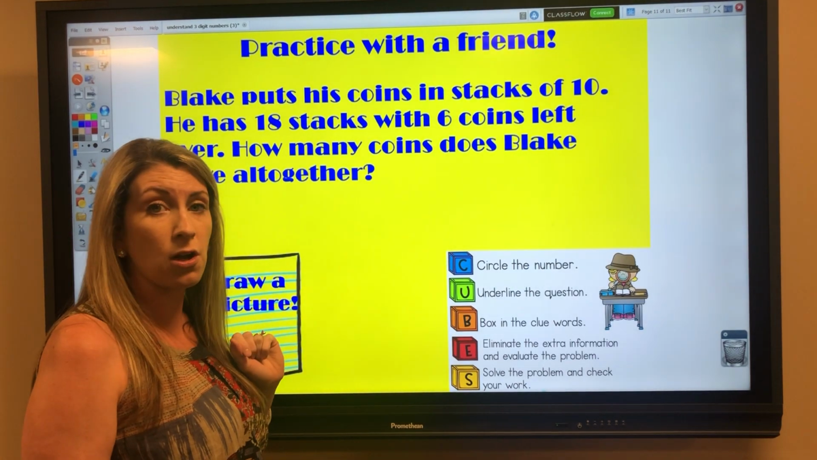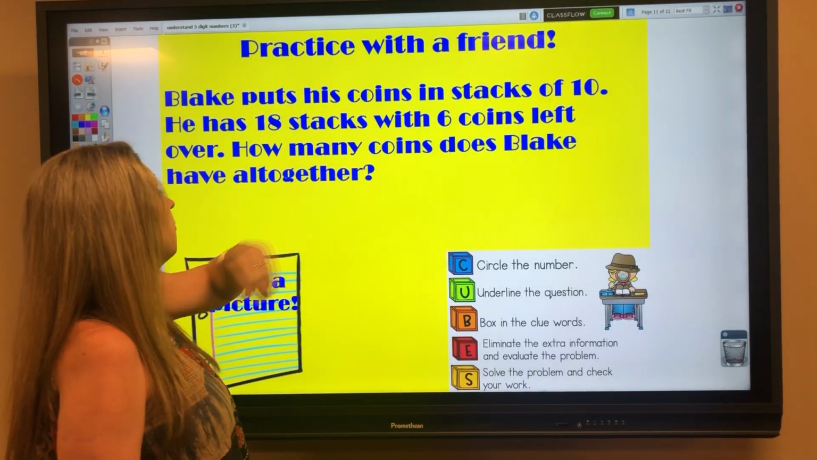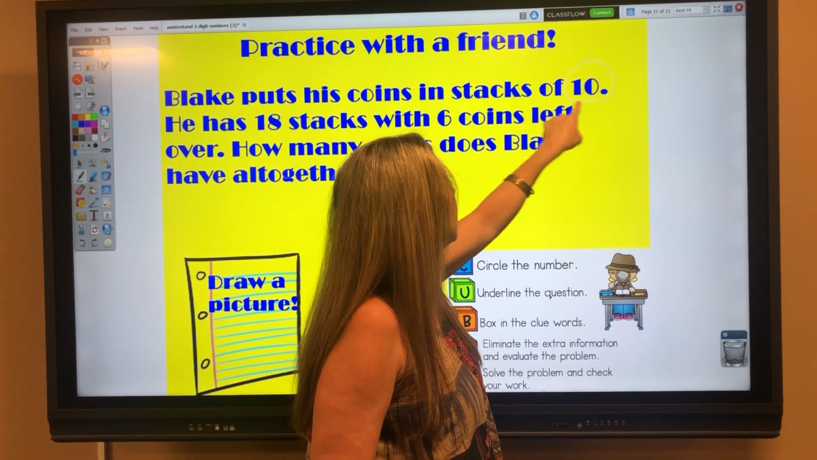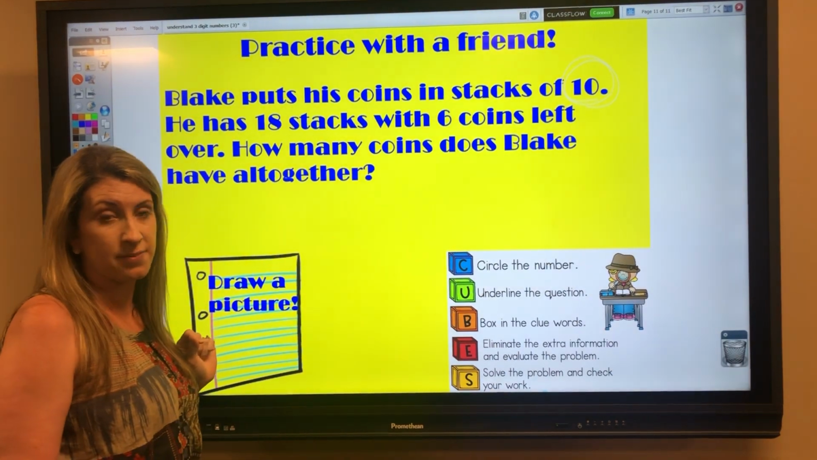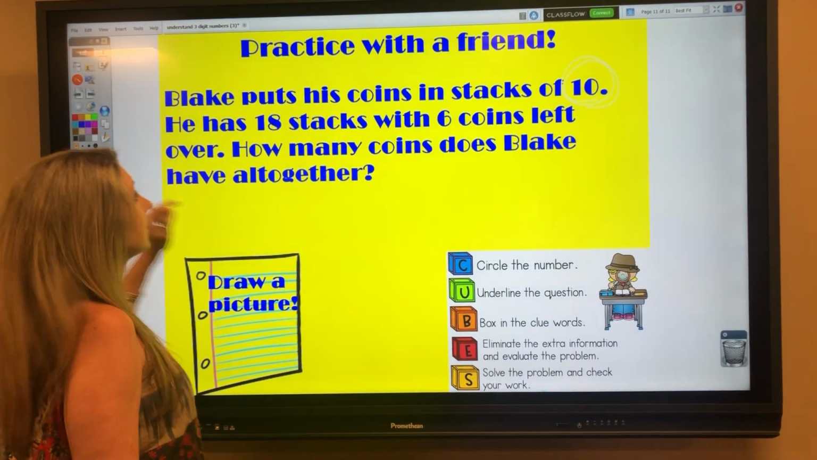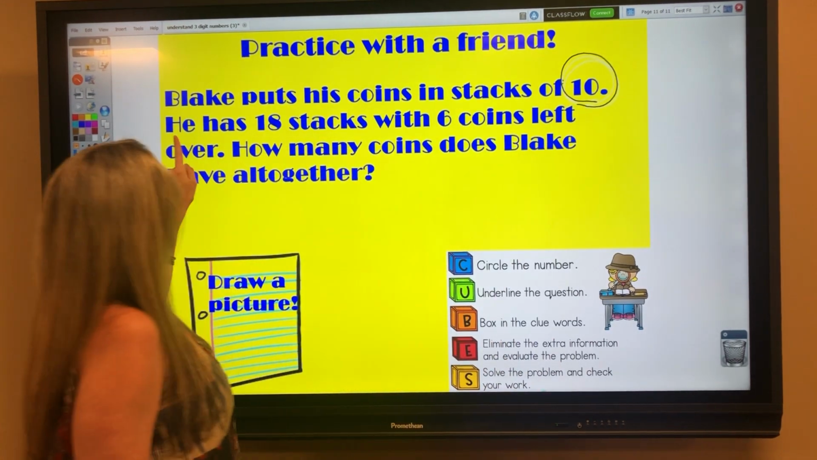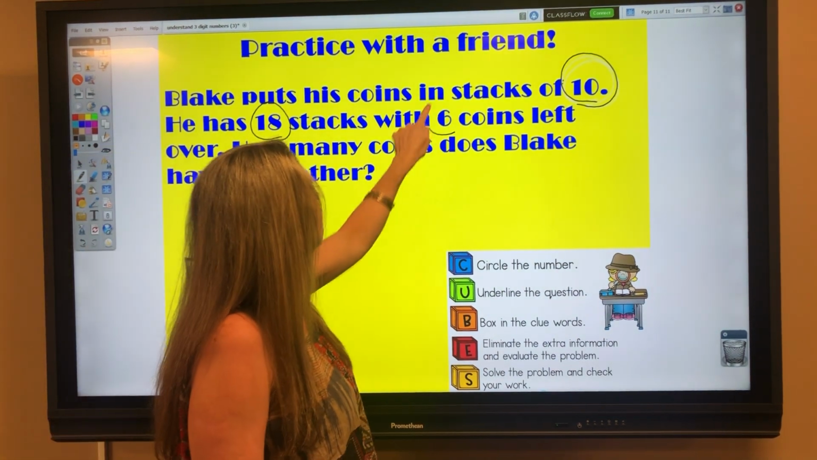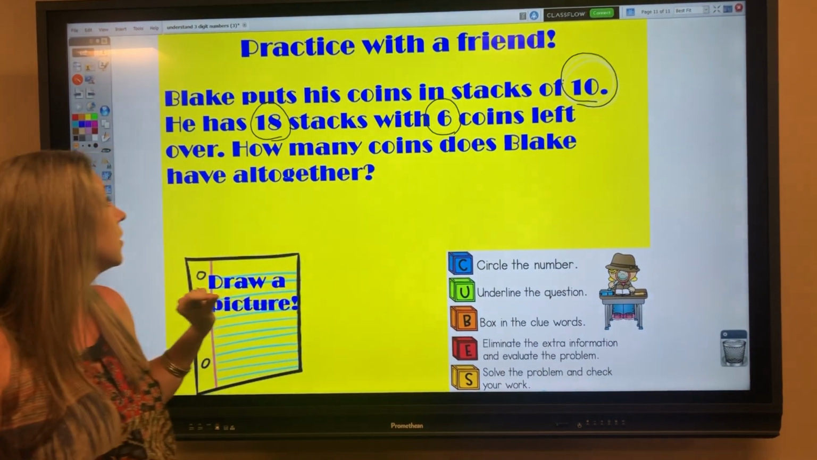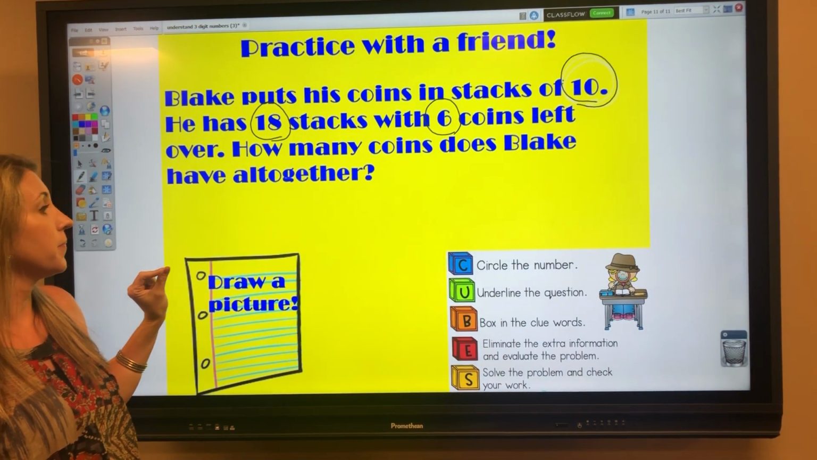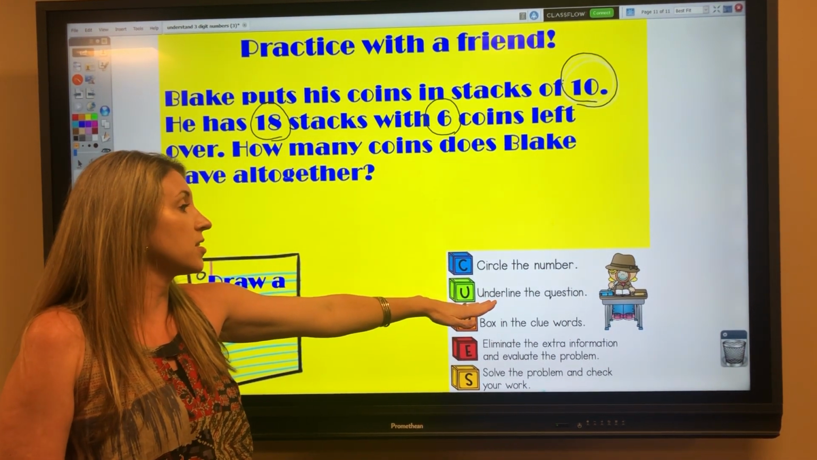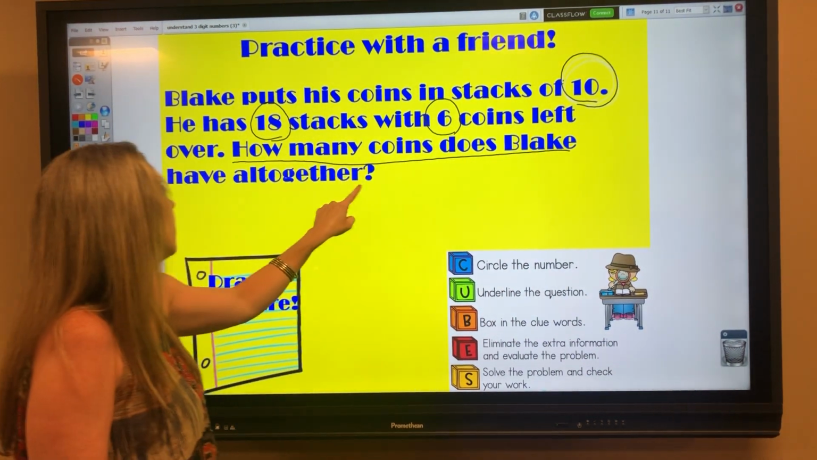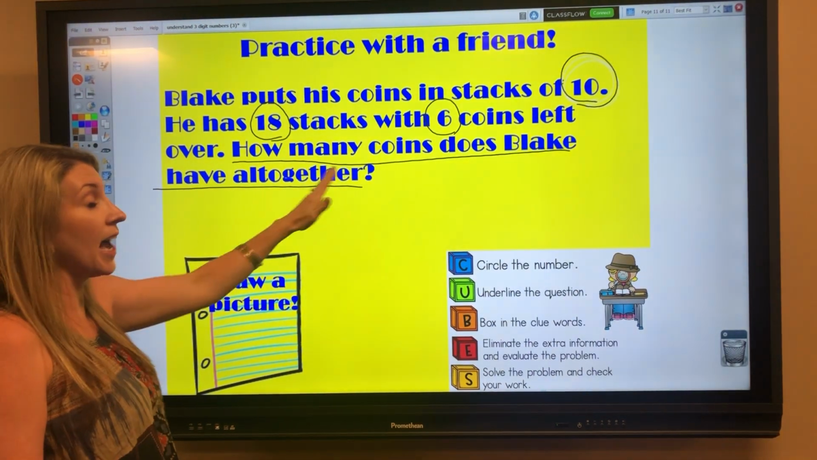Let's go through our cubes method and make sure that we are following each step. The first step is to circle our important numbers. So going through our first sentence, we see that the important number is 10. He's putting his coins in stacks of 10. I'm going to make that darker so we can see it. He has 18 stacks. That number 18 is important. With 6 coins left. How many coins does Blake have altogether? So our next step, of course, is to underline the question. So our last sentence, how many coins does Blake have altogether, is our question. That is what we're solving for.